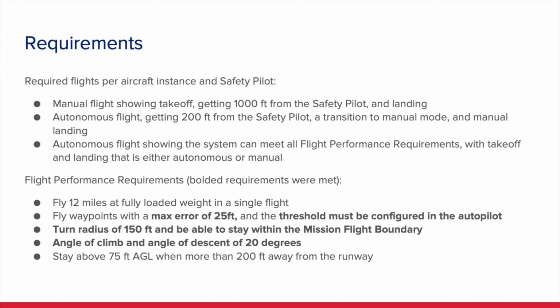We move on to the proof of safe flight section. For this section, we only met a certain amount of criteria. Some of these include flying waypoints with a max error of 25 feet, a turn radius of 150 feet, being able to stay within the mission flight boundary, and an angle of climb and angle of descent of 20 degrees.